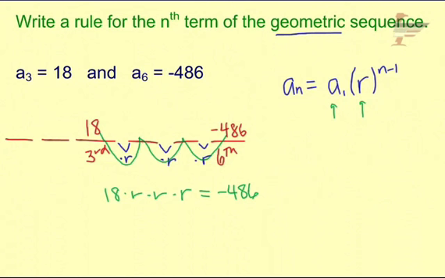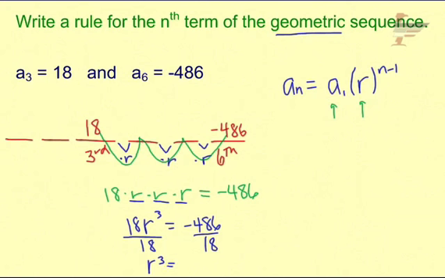To simplify this, r times r times r is actually r cubed. So we have 18r cubed equals negative 486. Now we can solve for r cubed. Divide both sides by 18. So r cubed equals negative 27. To undo a cube, we can take the cube root of both sides. The cube root of r cubed is just r, which equals the cube root of negative 27, which is negative 3. So we have our common ratio.